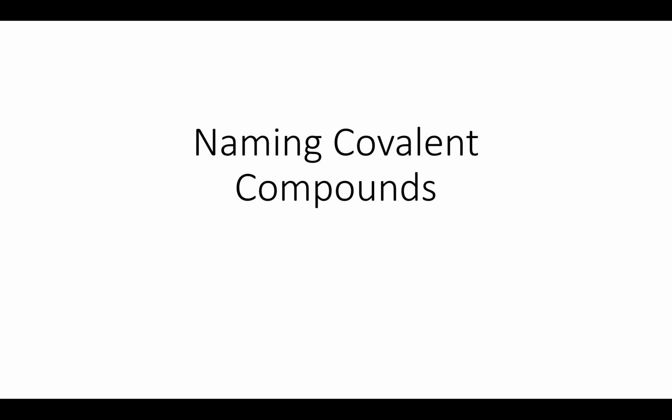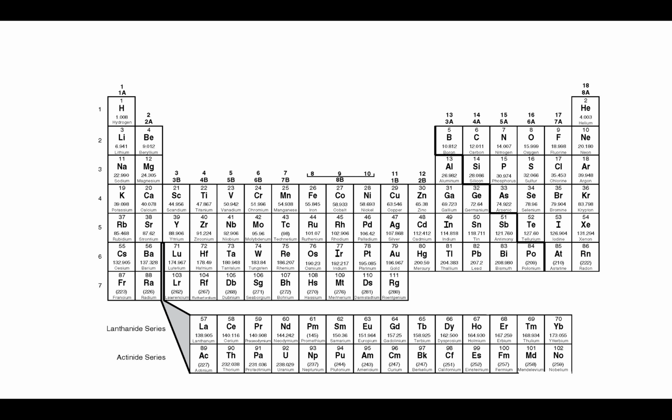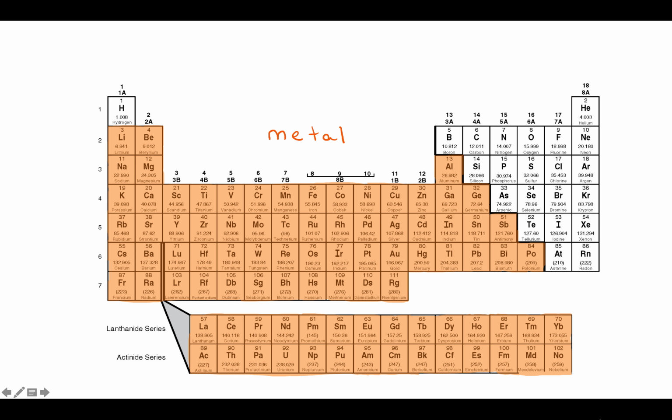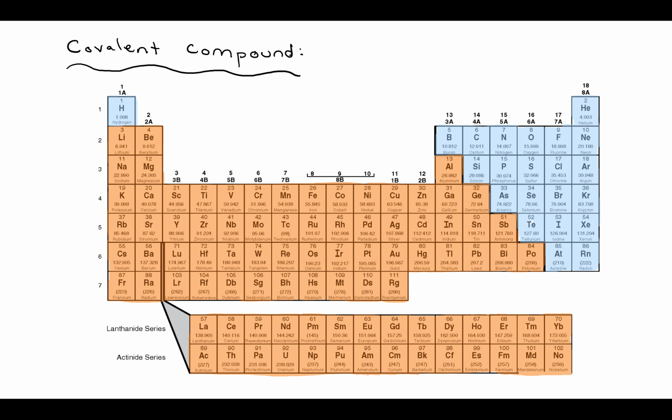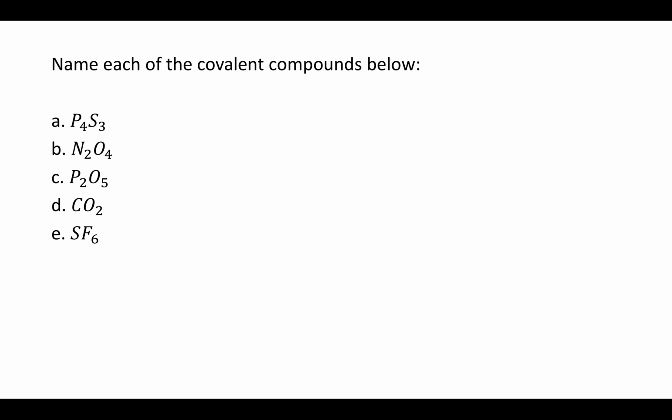Here's some help with naming covalent compounds. The periodic table is divided into two parts by a sort of zigzag line on the right side. Everything to the left of that is a metal, and everything to the right of that is a non-metal. A covalent compound is when two non-metals combine. So if we take one non-metal and mix it with another non-metal, we're going to get a covalent compound.